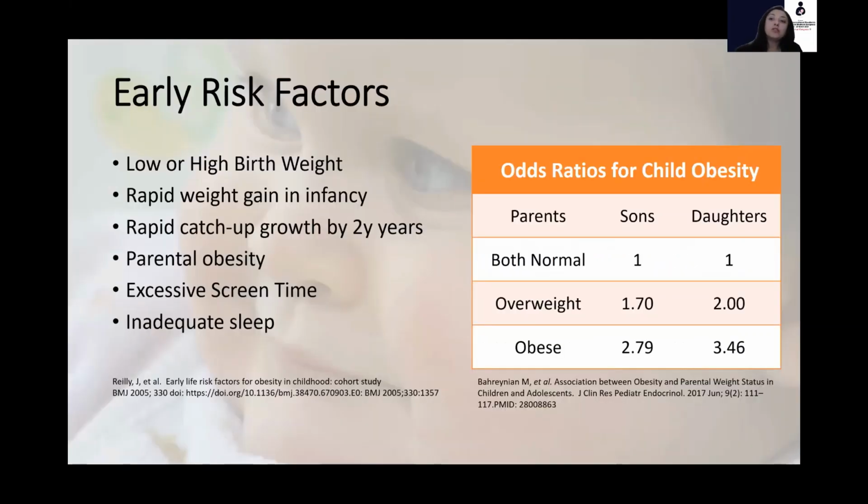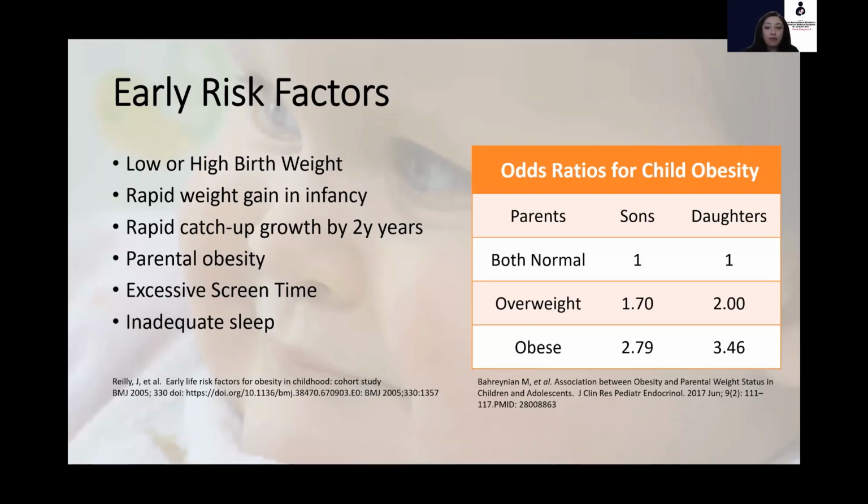So what are the risk factors, the preventable and the non-preventable? So both low and high birth weight are risk factors for developing obesity later on in childhood. A rapid weight gain in infancy, or a rapid catch-up growth, especially in the SGA kids by the age of 2 years, put the child at increased risk of developing obesity.